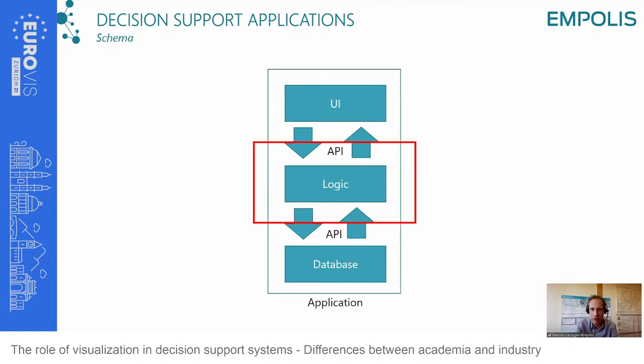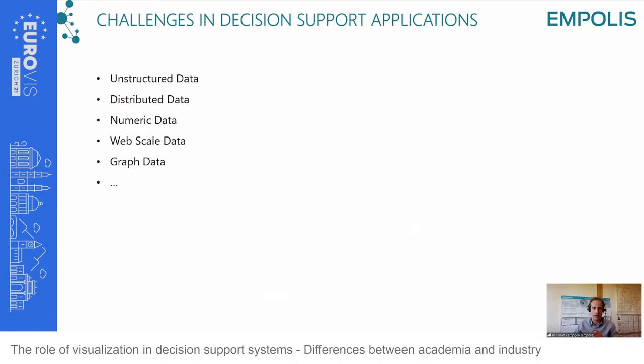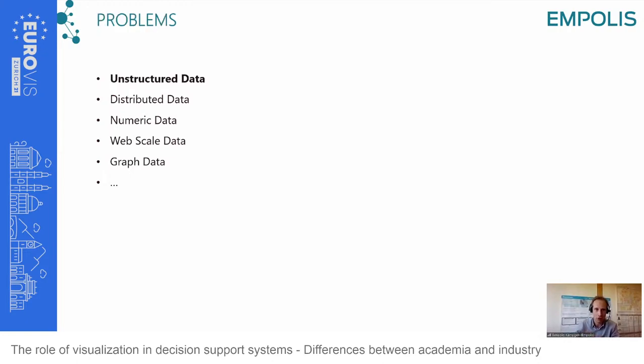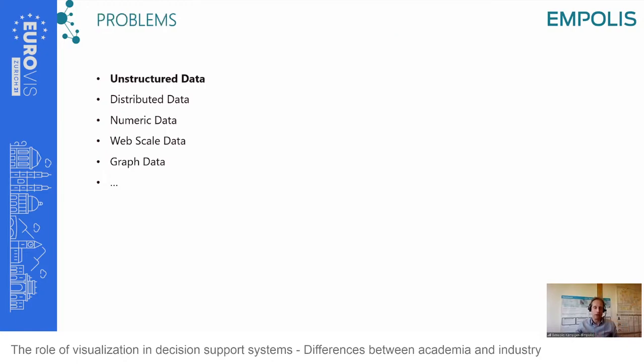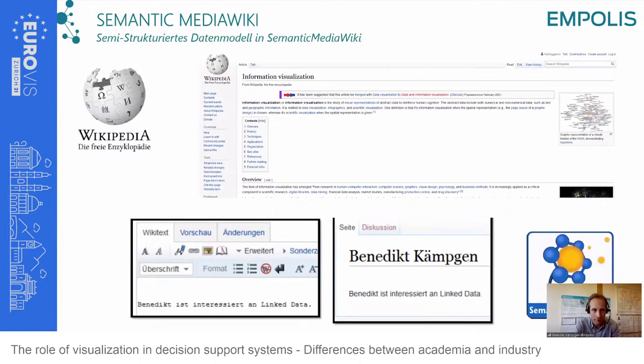And let's see how that worked in academia first. What challenges did I have in academia? I had the unstructured data, distributed data, numeric data, web scale data, graph data, and so on. And just to have a look at those unstructured data, one of the reasons I probably then started at KIT in the group of Rudi Studer was that they were actually able to build a really great application. I'm not sure whether you've heard of it. It's Semantic MediaWiki. It is built on top of MediaWiki, the technology behind Wikipedia.